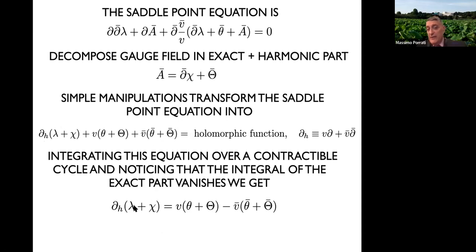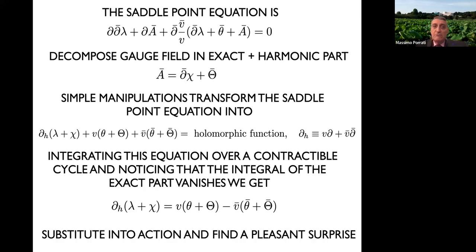The derivative of this function, lambda plus chi, along the homology cycle is equal to the difference of the two harmonic parts. Again, simple manipulations lead from this to this. Okay, so now we have an equation that expresses basically this object in terms of these fixed quantities. So this is our saddle point equation.